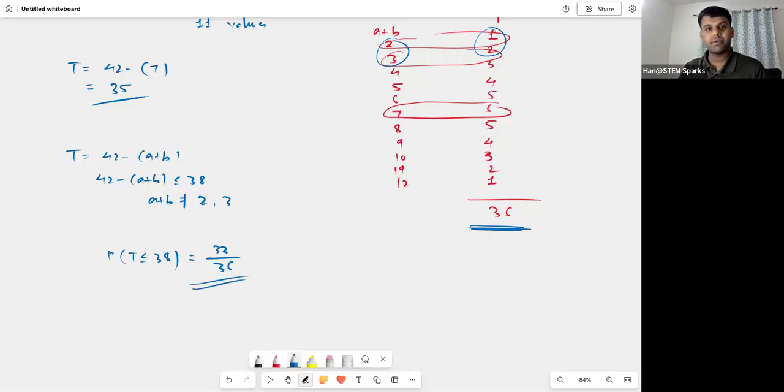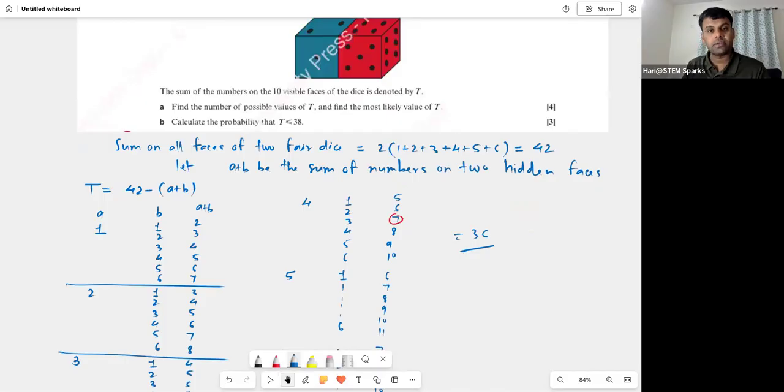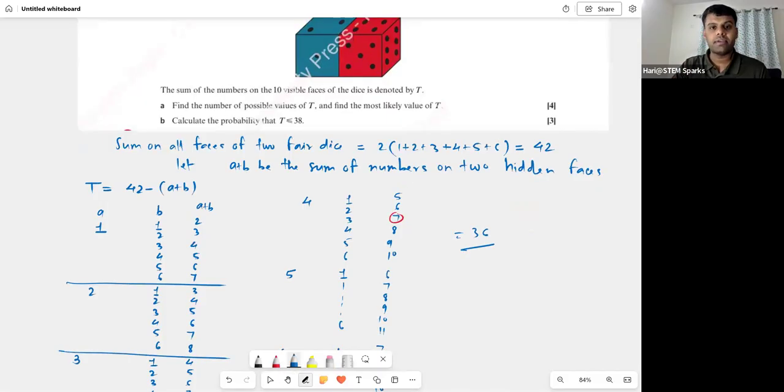So sometimes the questions on probability are not too straightforward. You have to think, pause, and go step by step, and you have to basically make all the possible cases. I hope you have understood this.